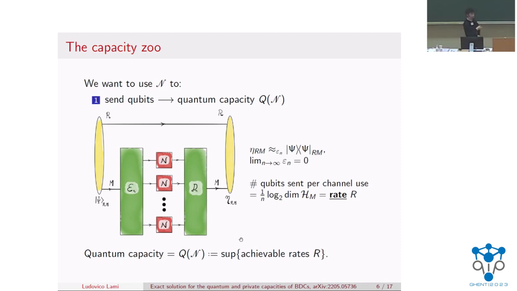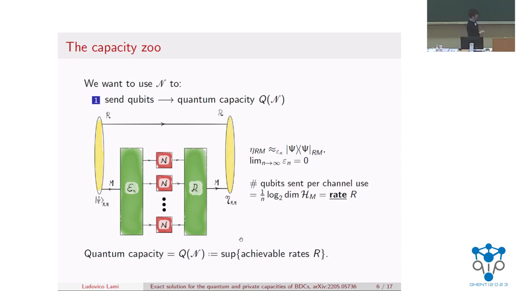In order for the rate to be achievable, you require the decoding error to be vanishingly small. And the quantum capacity is just the supremum of all achievable rates. So it's a number that just depends on the channel and encodes how many qubits you can send in the asymptotic limit.